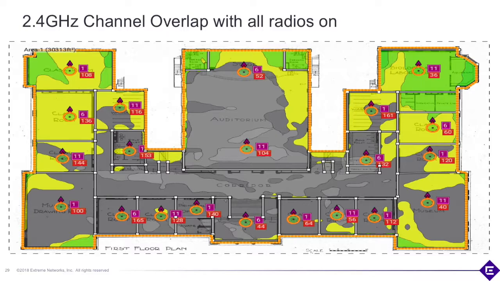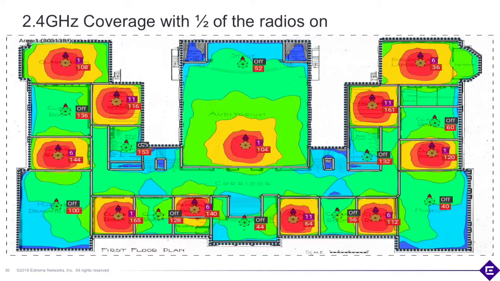This time I set the legend to best practice, so 3 APs in a given location is yellow. Anything over that turns gray. So you see you have a lot of gray on the map. If I turn half those APs off, you get a coverage map like this.